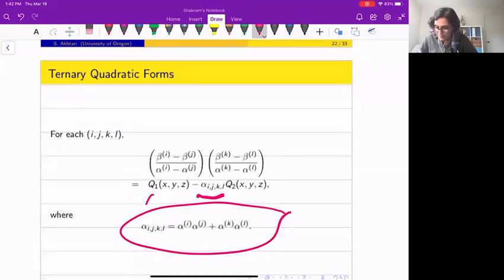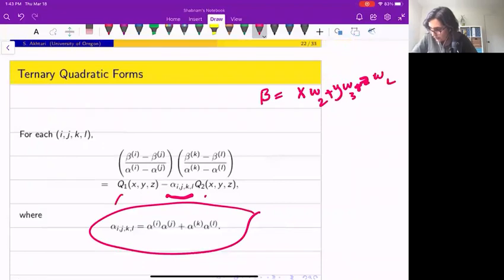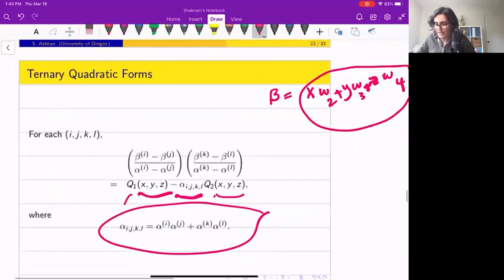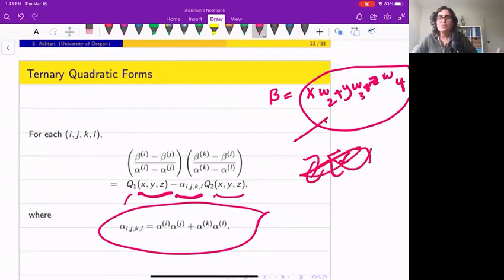I will write the explicit formula for Q1, Q2 soon for you. But remember, these x, y, z are what gave you your beta. Your beta was x omega 2 plus y omega 3 plus z omega 4. So you can think of beta as a lattice point in Z of alpha, or in this case, the way I wrote it, I looked at it as a lattice point in the integral, in the O_K, but also I know that lattice point is in the sublattice Z adjoin alpha. So these x, y, z come from the way we made our index form equation.